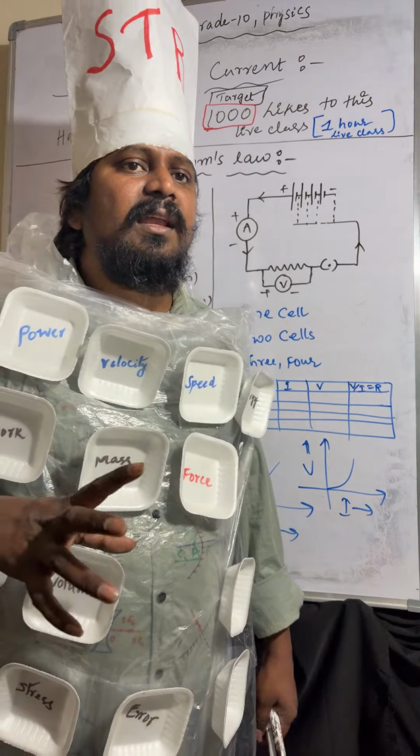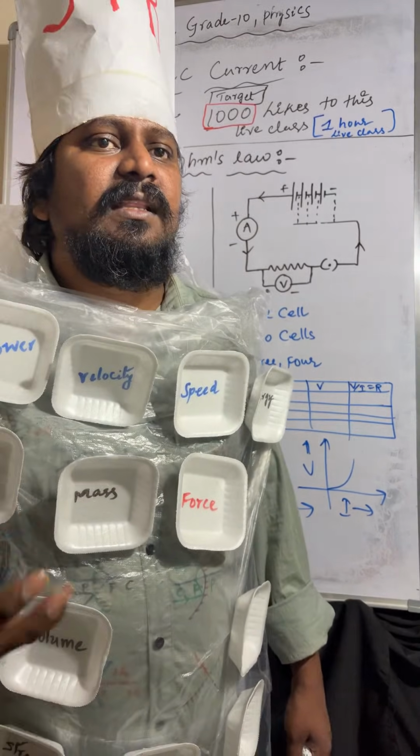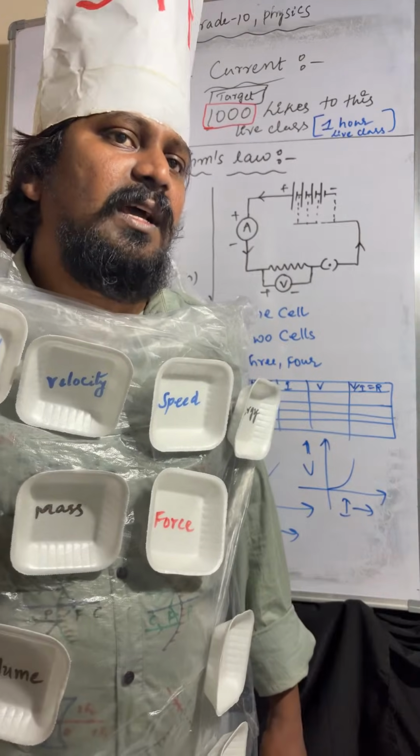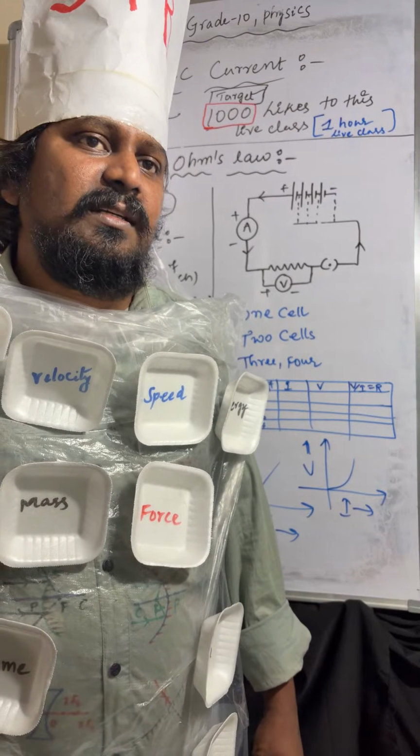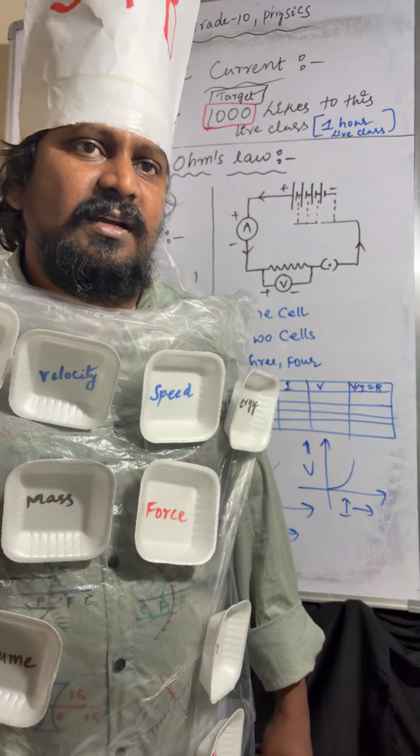I hope it is very clear. What do you mean by ohmic conductors? Ohmic conductors are nothing but the conductors which obey Ohm's law. The conductors which do not obey Ohm's law are called non-ohmic conductors.